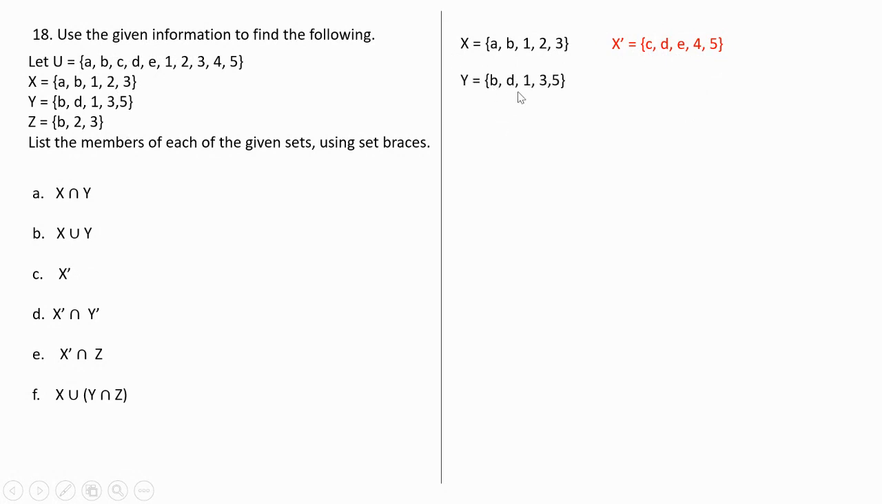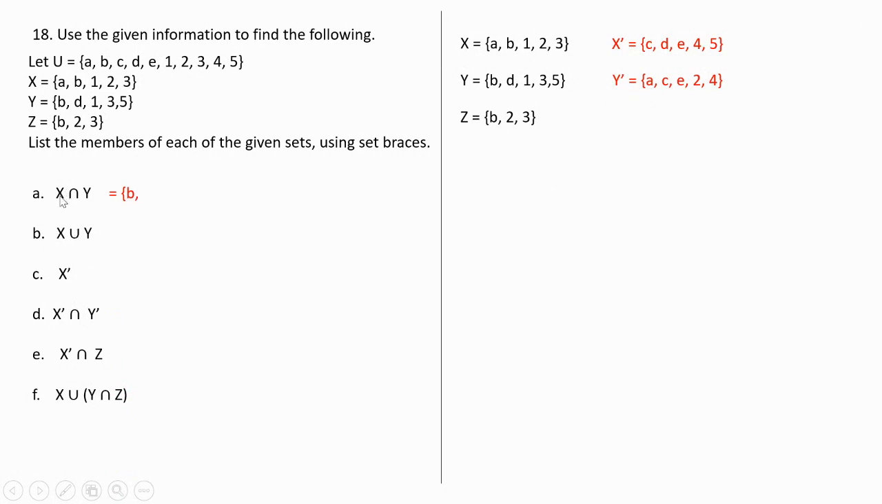Okay? Now, for not Y, the complement of Y means not Y, means you go to the universal set, and whatever Y is not going to be those. So for example, Y is B, D, 1, 3, 5. So not B, not D, not 1, 3, 5. So whatever's left: A, C, E, 2 and 4 are left. So that means the complement of Y, or Y not. Same thing with Z, but we don't have to find not Z, so I didn't do that one.